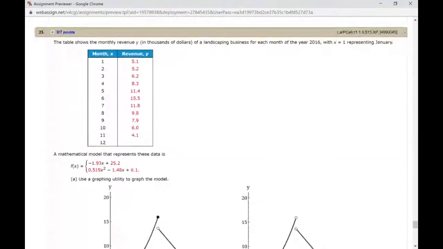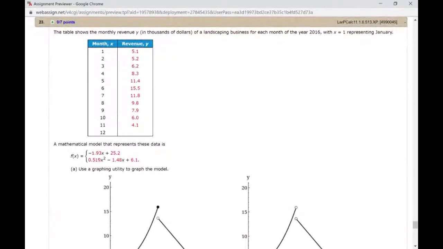All right, this problem. The table shows the monthly revenue Y in thousands of dollars of a landscaping business for each month of the year 2016, with X equals 1 representing January. First, let me ask you a few questions. What does Y represent? Revenue. All right. Monthly revenue.